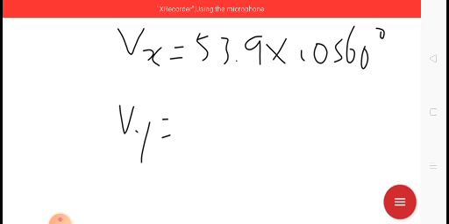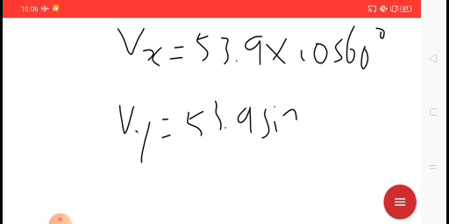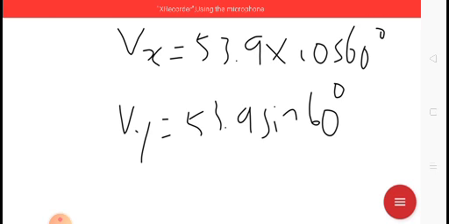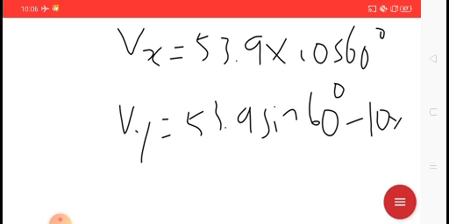For vy you can use the formula from the beginning: v equals u plus at, where u is 53.9 sin 60, a will be negative 10 and t is 6. Okay, this is the formula that you need.